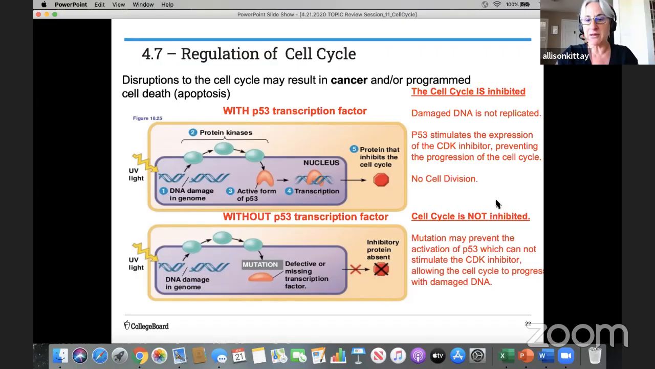So that means that the mutation that happens prevents the activation of P53, so that the CDK inhibitor cannot be stimulated, and the cell cycle progresses with the damaged DNA. So that damaged DNA will then be passed along to the next cell in that cell lineage, and you see increased cell division.